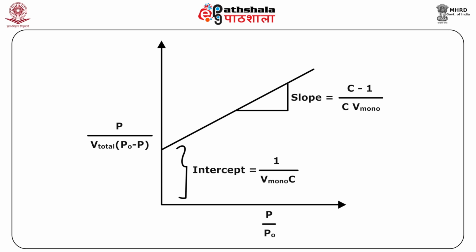The plot between P by V total into (P naught minus P) and P by P naught gives a straight line till the gas pressure is less than 1/3 of the gas saturation pressure. It is observed that at high pressures, deviations are obtained.